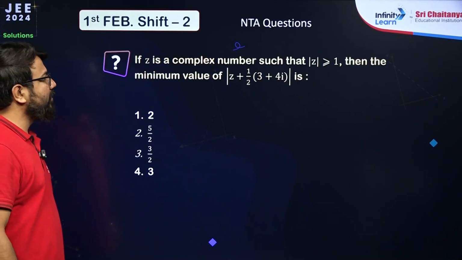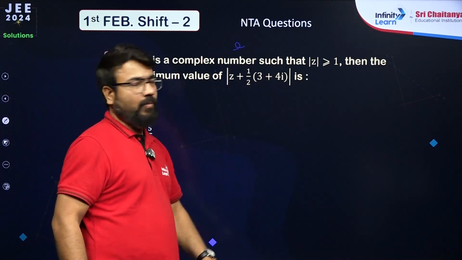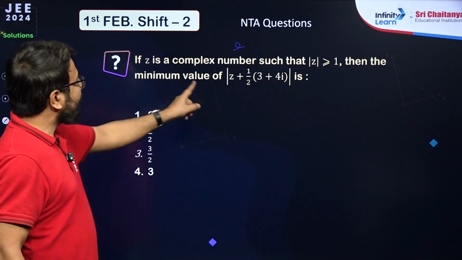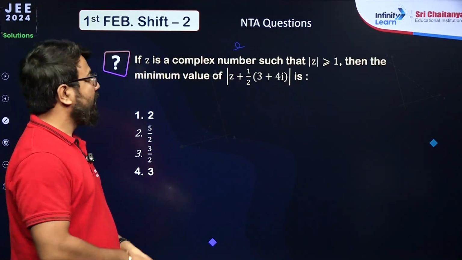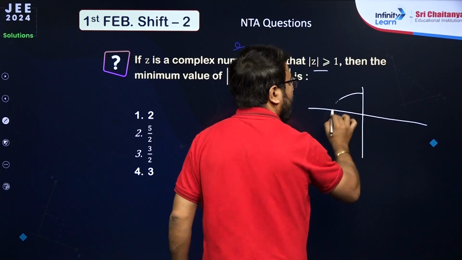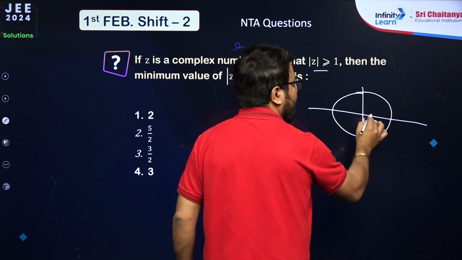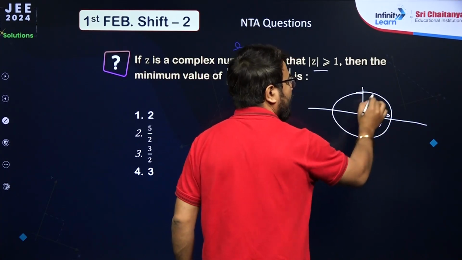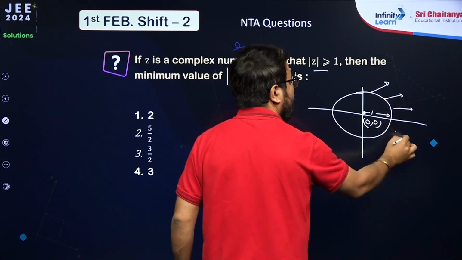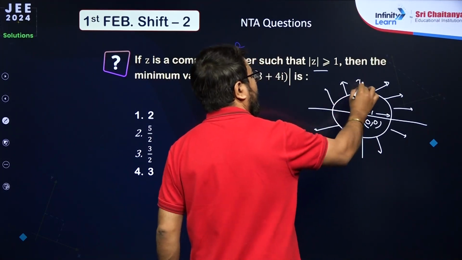Let us move to question number 2. If z is a complex number such that modulus of z is greater than 1, then they are asking for the minimum value of this expression. Modulus z greater than 1 denotes the exterior region of the circle which has its center at the origin and has radius 1. So the exterior region of this circle is denoted by mod z greater than or equal to 1.